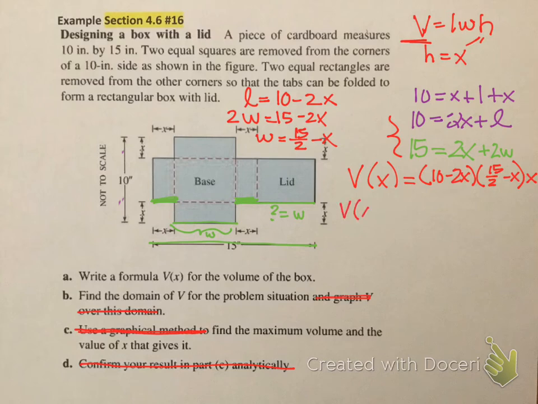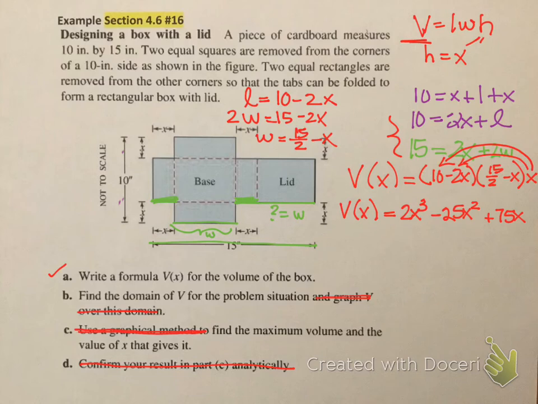When I simplify that algebraically, I end up with 2x cubed minus 25x squared plus 75x. Just to let you guys know, I distributed the x first, and then I did FOIL. All right, so we have done part A. We have written a formula for the volume of the box in terms of x.